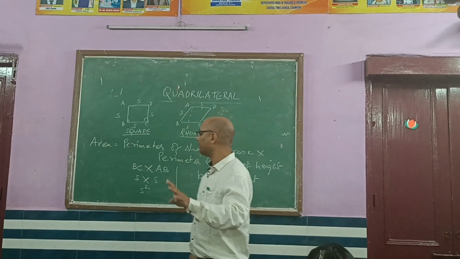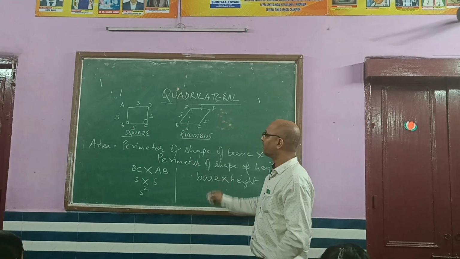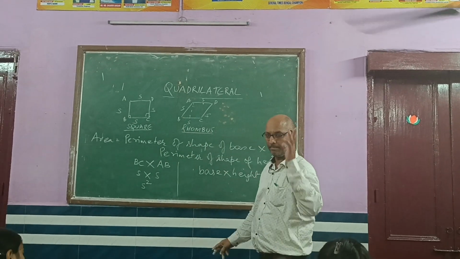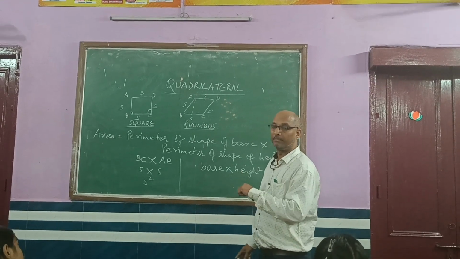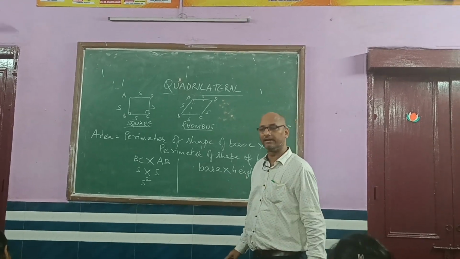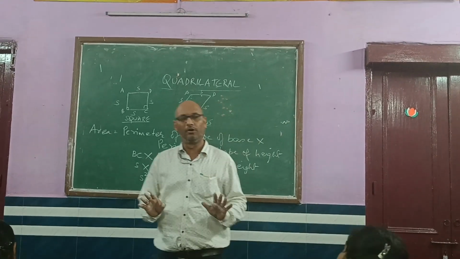So four things I am going to make you understand: area and perimeter of square, rhombus, and quadrilateral, this one, rectangle and parallelogram. Is that clear? Have you people understood? Okay. Thank you.